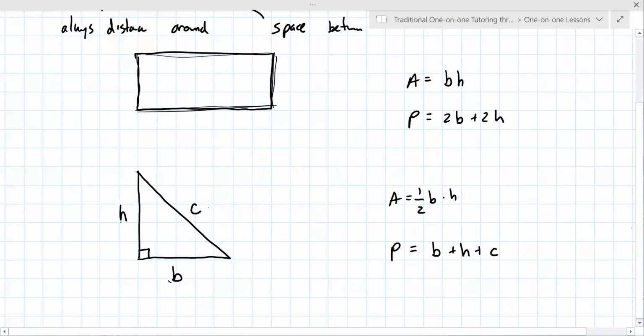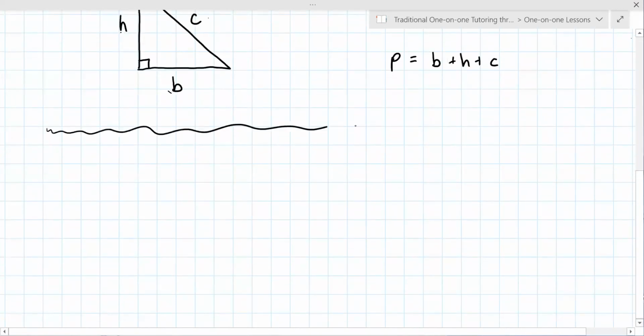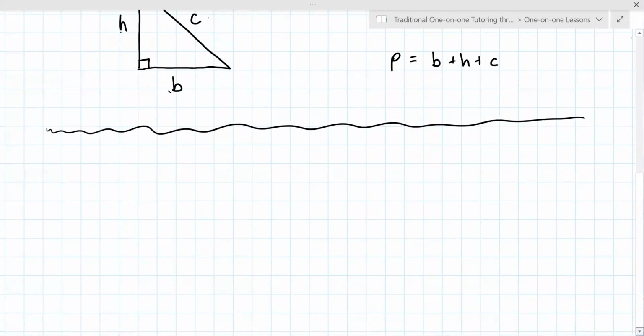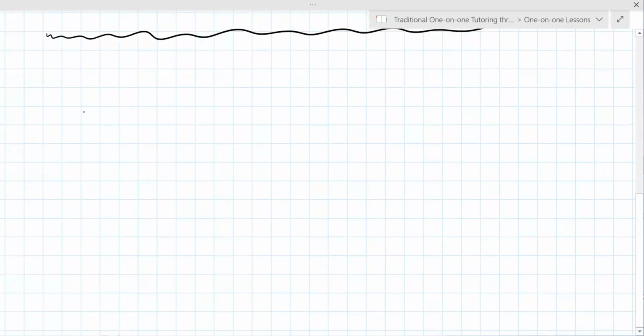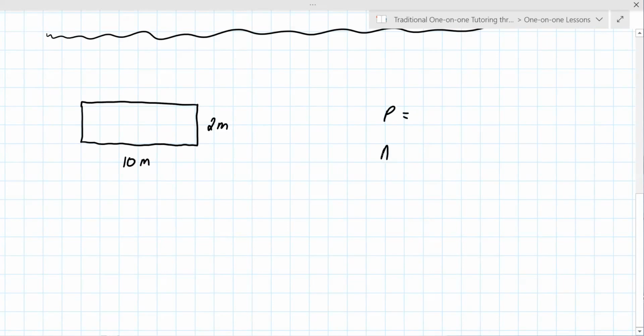All right. Let's do some problems here, and let's see what your understanding is. So here's a shape here. This is 10 meters. This is 2 meters. I want you to find the perimeter and the area for me, please. Okay. So perimeter and area.